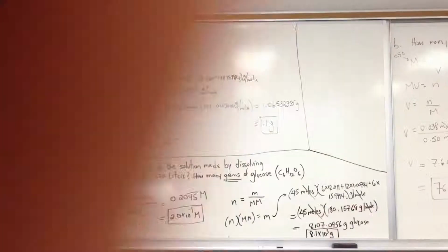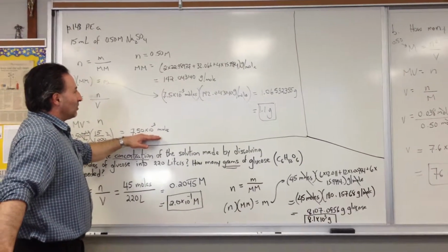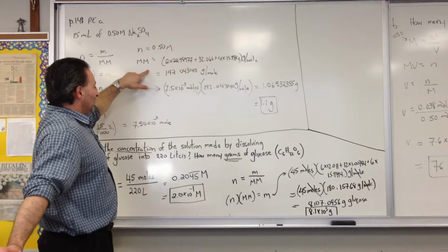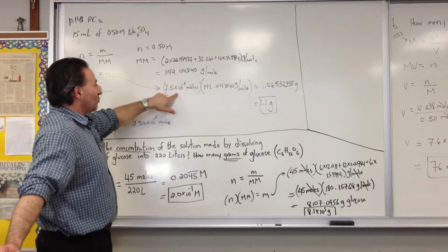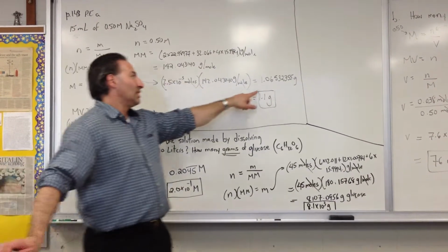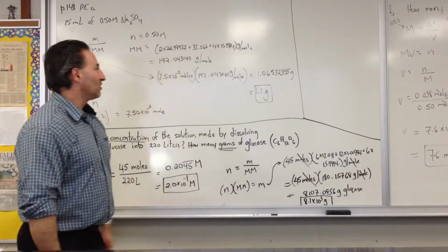Then, having found out how many moles are in the sample, we find out the molar mass of sodium sulfate because it wasn't given, and we can multiply the number of moles of sodium sulfate by the molar mass to find out how many grams of sodium sulfate is necessary.